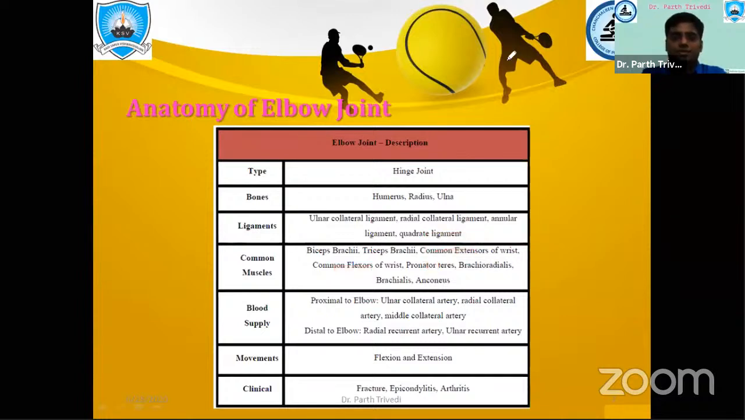Blood supply. If we talk about the blood supply to the elbow joint, we have proximal to the elbow and distal to the elbow. So proximal to the elbow are the ulnar collateral artery, middle collateral artery, radial recurrent artery, and ulnar recurrent artery.